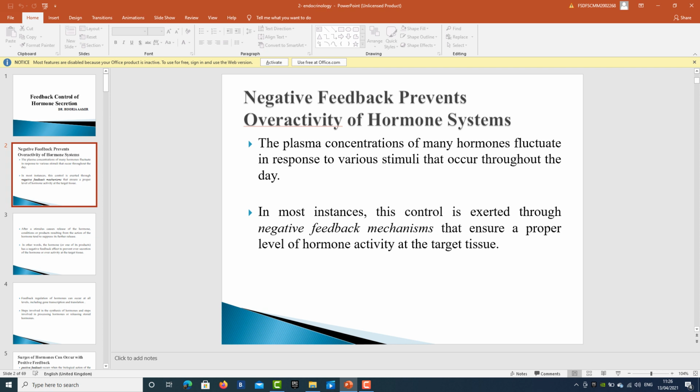The plasma concentrations of many hormones fluctuate in response to various stimuli that occur throughout the day. In most instances, this control is exerted via negative feedback mechanism to ensure the proper level of hormone activity at the target tissue, which is composed of the target cells. Target cells are those cells which have the receptors specific for that particular hormone in them.